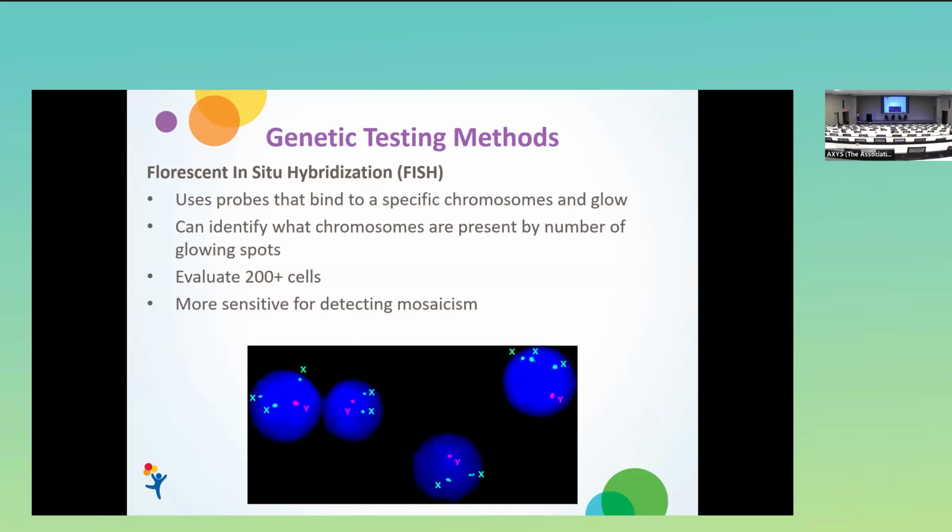In FISH testing, we often evaluate 200 or more cells, which is a lot more than you would do in something like a karyotype, which means it's a lot more sensitive for identifying mosaicism, and it can also detect really low levels of mosaicism, which is why it's advantageous.